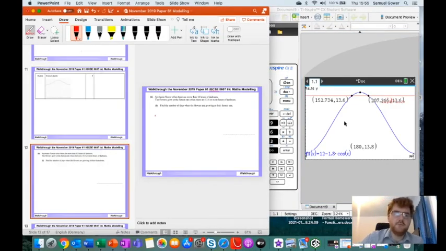We'll stick with red. So we have 207.266. That's when it's coming down from its darkness, and 152.734 when it's coming up. And what we want to find is the number of days when the flowers are growing at their fastest rate. So what the question is looking for is the difference between these x coordinates. How long does it stay above that line? So we take those two numbers and subtract them.